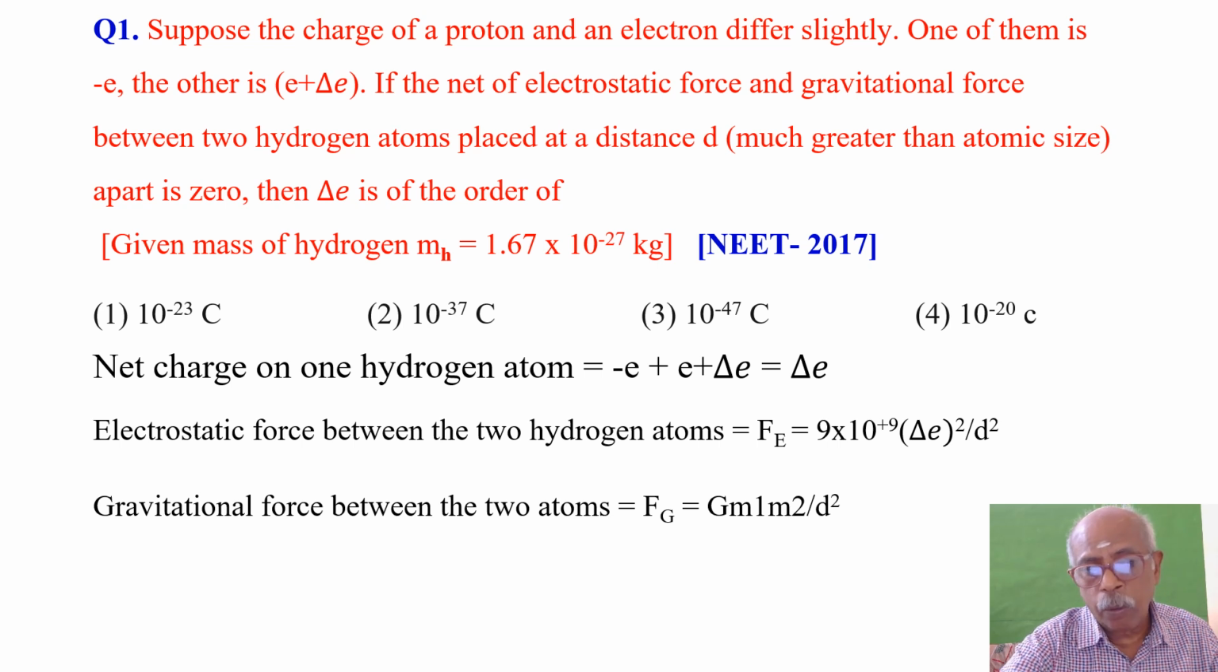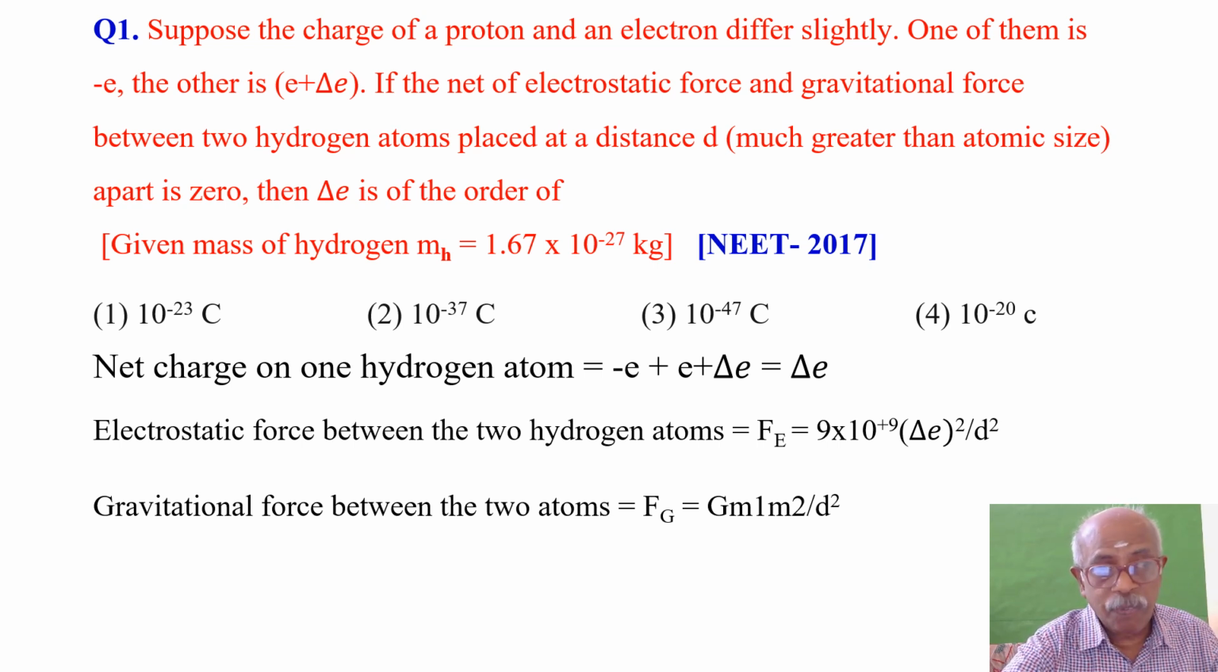Normally an atom is electrically neutral. Why? The charge of a proton and the charge of an electron are equal but opposite to each other, so the net charge will be 0. But here the hydrogen atom will get some net charge. What is that, sir? You look into it.